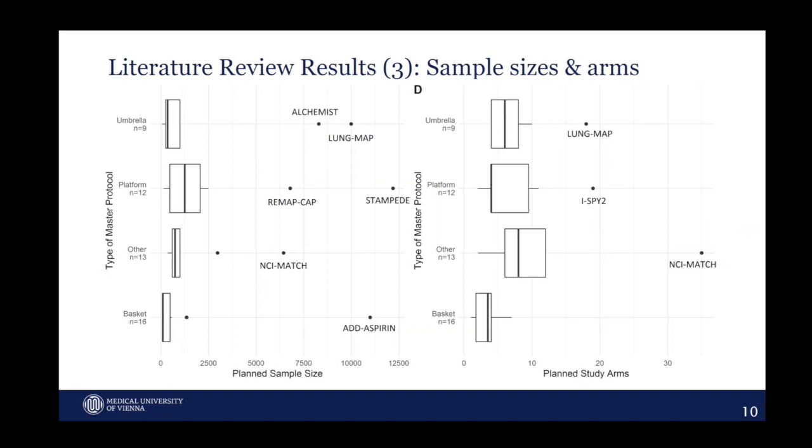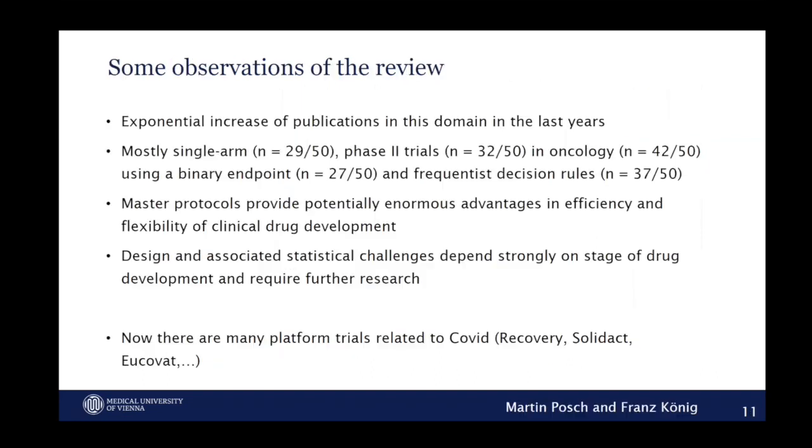And here you can just see the different sample sizes and study arms divided for umbrella, platform, and basket trials. Good. So here is a short summary of the main observations of the review. So we can really see an exponential increase of publications over the last years. Still, many are single arm, phase 2, but the single arm might be mainly related to being conducted in oncology in the early phase. And now things might have changed due to the COVID platform trials. Think about RECOVERY or SOLIDARITY, for example.